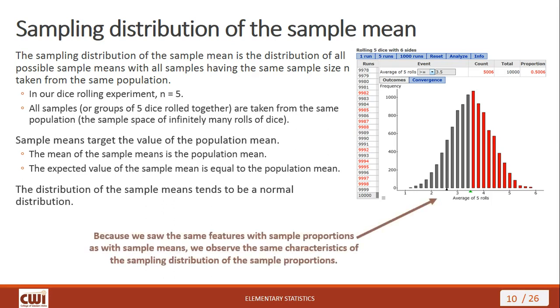Because we saw the same features with sample proportions as with sample means, then we're going to have the same characteristics for the sampling distribution of sample proportions. So its distribution will also be normal, and the population proportion will be targeted by the sample proportions.